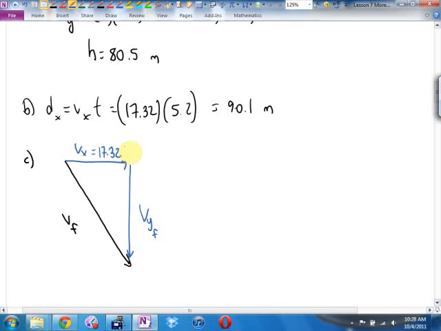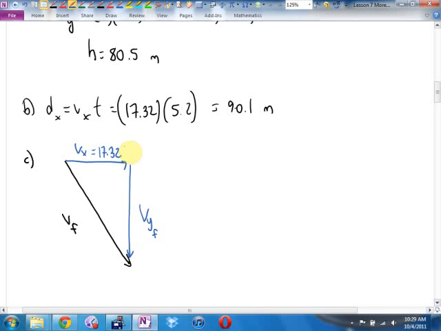What about Vy final? Now, Emily, if this was ground to ground, Vy final would be really easy because it would be negative 10. Is this ground to ground? Did we launch off a cliff or do we go from the ground to the ground? I think you said a cliff. Okay, so we need to find Vy final.